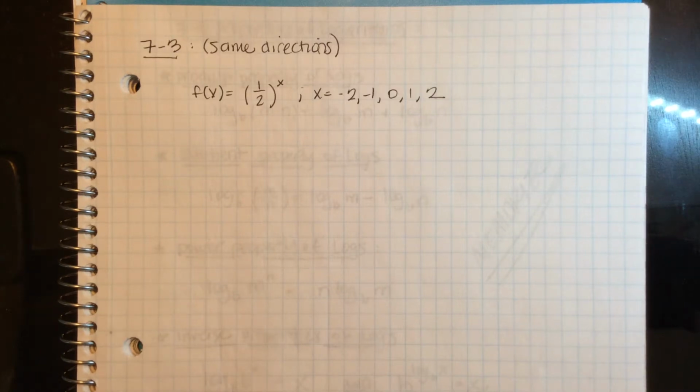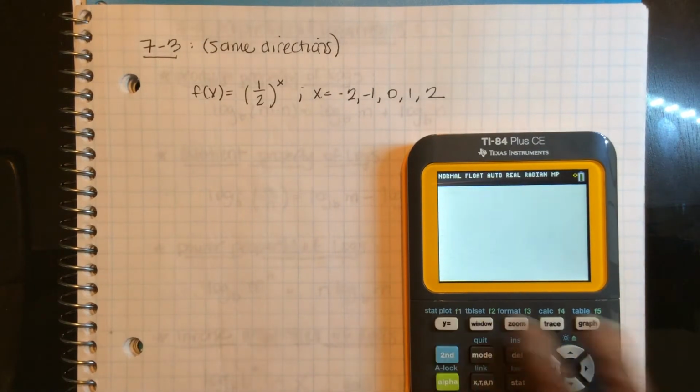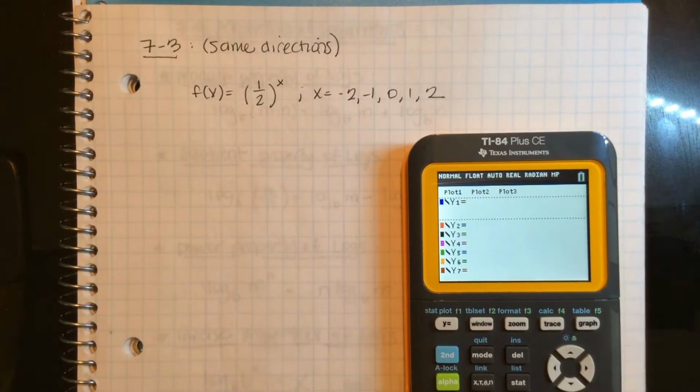Hey guys, let's continue on with our 7-3 notes. We want to do the same instructions as our last example, but with a new function, f of x equals 1/2 to the x, which I know is going to be exponential decay because 1/2 is less than 1.